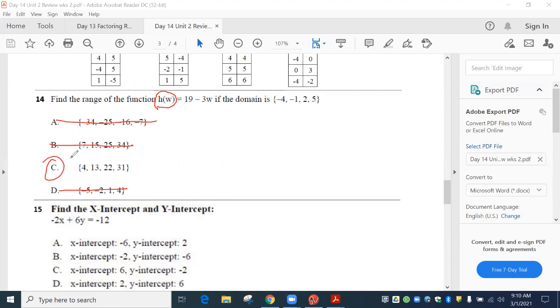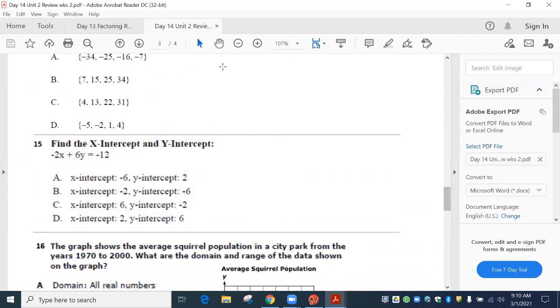All right, number 15 asks us to find the X and Y intercept. Now we've got a problem here. Can I plug this in the calculator? No, Y is not by itself. So you've got 2 options here. You can get Y by itself, which we've done in this class a few times. Or if you don't know how to get Y by itself, what are you going to do? Guess C, and there's nothing wrong with that.